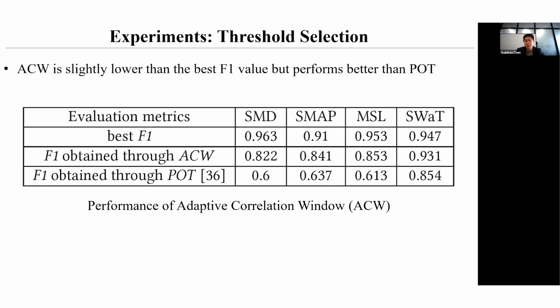For the effectiveness of adaptive correlation window, we compared it with the peaks over threshold approach. Since in real applications, the number of monitored time series is enormous, making it infeasible to maintain a correlation window for each entity. To overcome the limitation, we adopt a simple but effective strategy by using the validation set as the correlation window for each entity in the testing set. From the table, we can see that the FP score obtained through adaptive correlation window is slightly lower than the best FP value, which performs better than peaks over threshold.